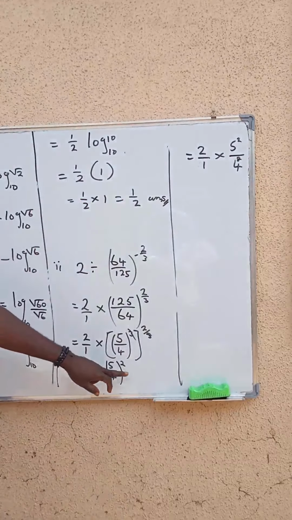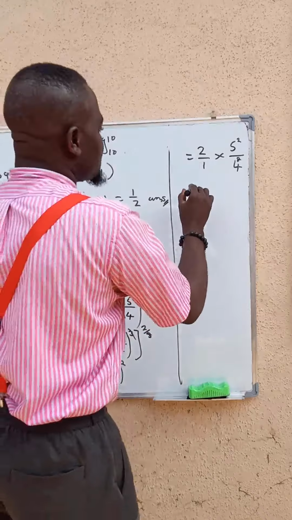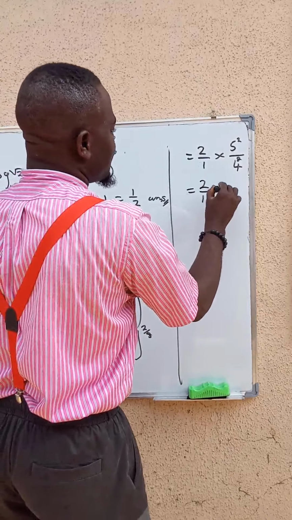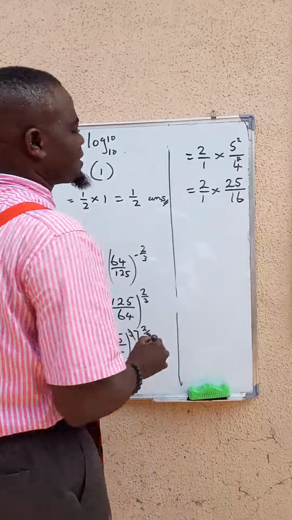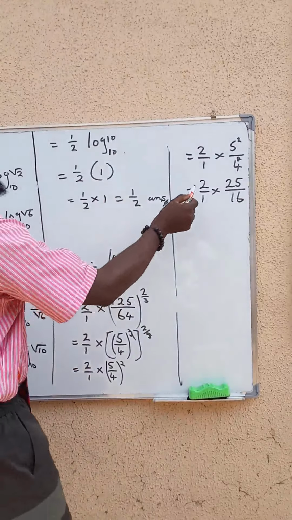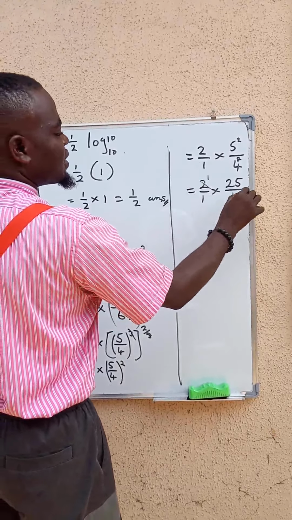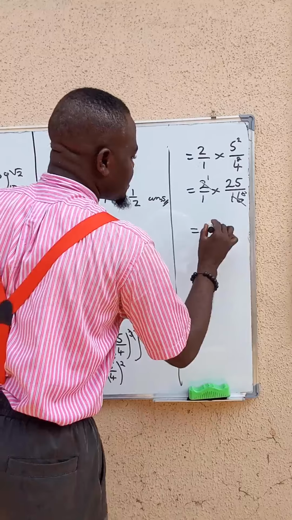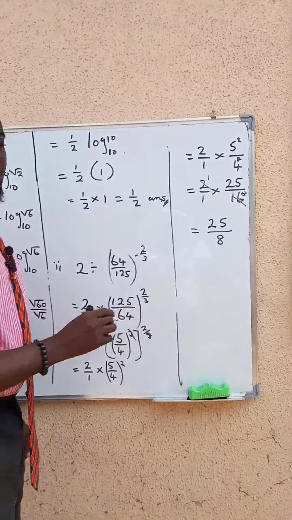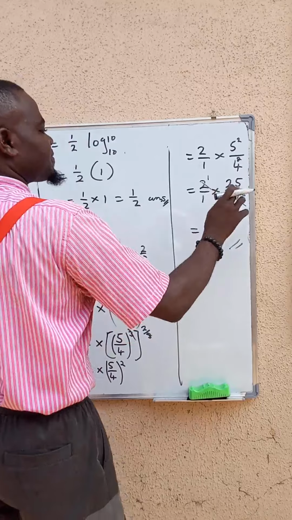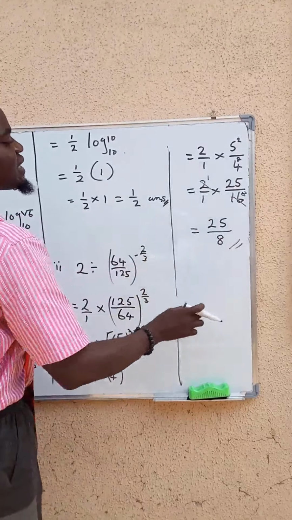Yes, since they have the same bracket, the power is for both the numerator and denominator. So this will now be 2 over 1 multiplied by 25 over 4 times 4, which is 16. You agree with me that 2 here is 1, 2 here is 8. This 1, this 8. So it will now be 25 over 8. And you can stop here. 1 times 25 is 25. 1 times 8 is 8.